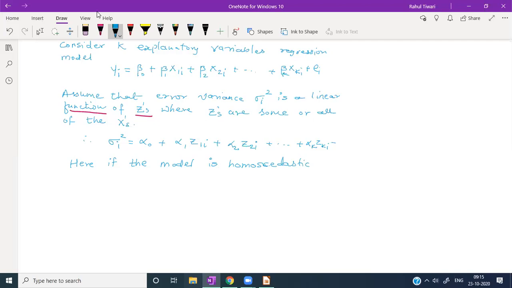So if the variance is the same, then I may say that sigma i square is equal to alpha naught, and alpha 1, alpha 2, and so on, alpha k are equal to 0. So if the model is homoscedastic, then sigma i square is going to be constant, and the remaining alpha 1, alpha 2, alpha k are all going to be 0.